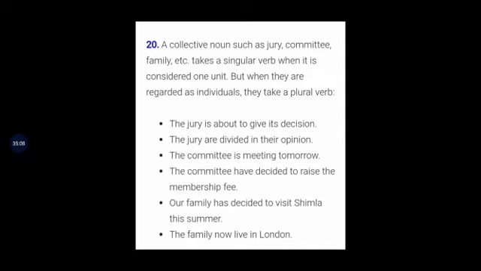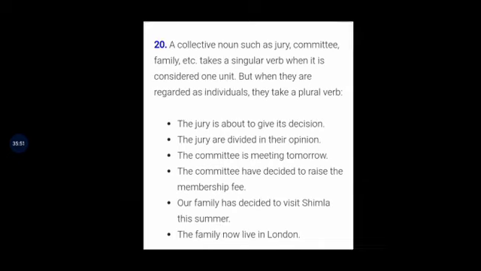Our family has decided to visit Shimla this summer. Here our family is one unit. That's why we need to take has. Our family is the collective noun and it is referred to as one unit, so we take the singular form of the verb. The family now live in London. Here the family means each member of the family, referred to as individuals, so we take the plural form of the verb.